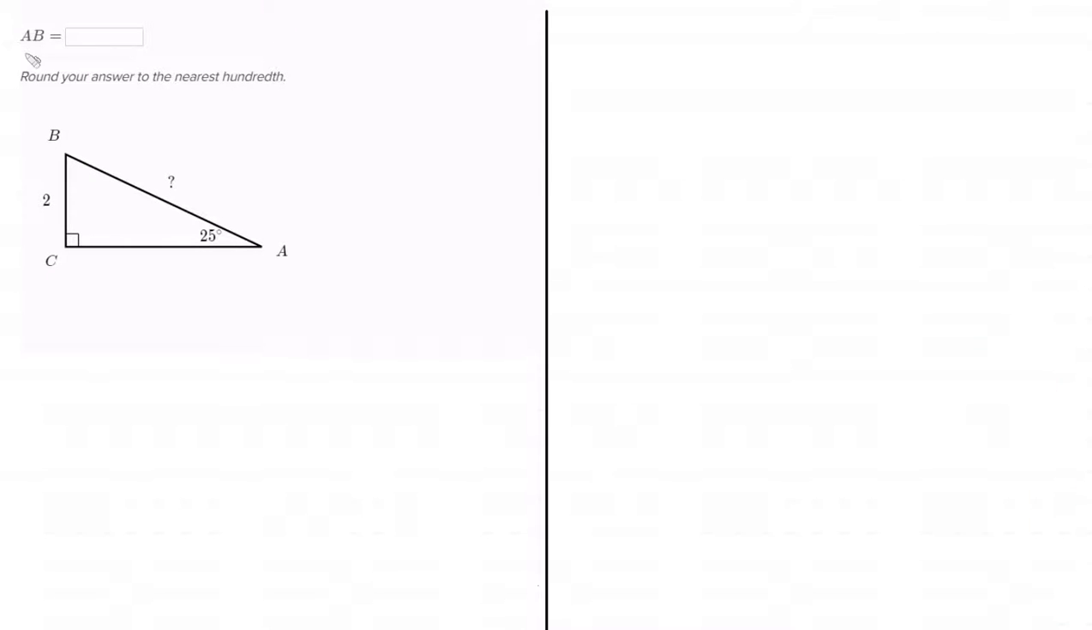So the question is: find the value of length AB, which is this side AB, and round your answer to the nearest hundredths place. At first I'll just call AB h, CA x, and CB y.